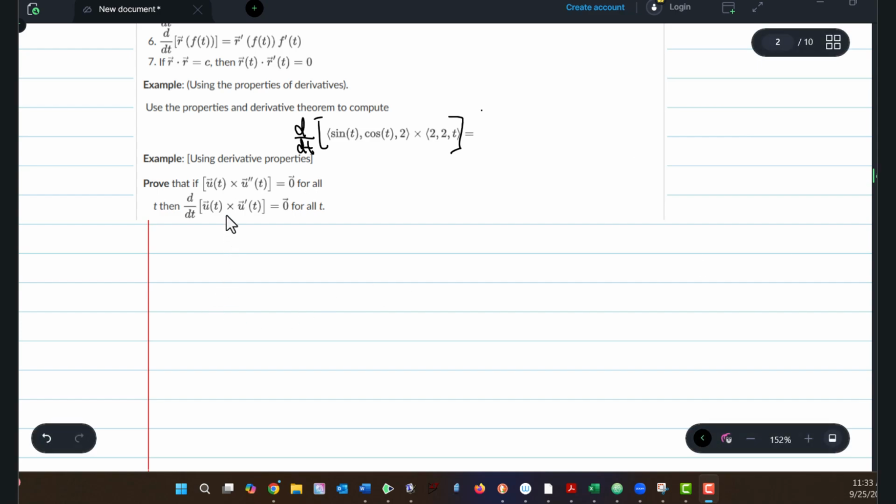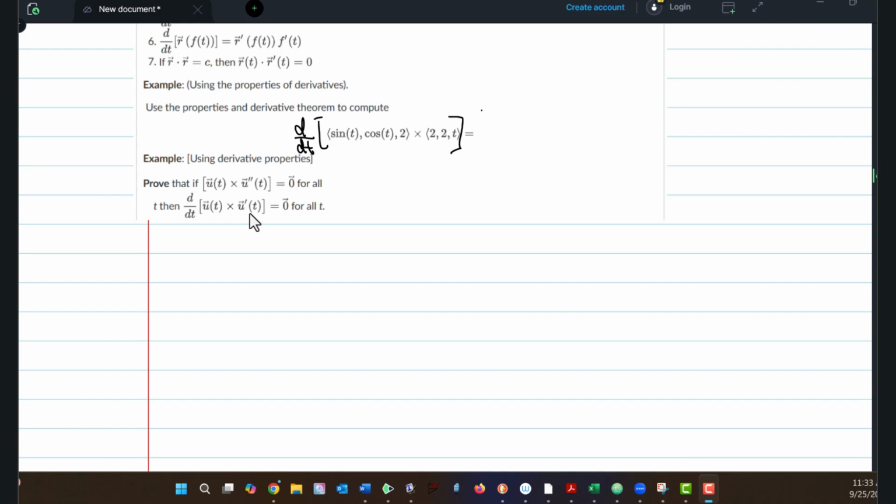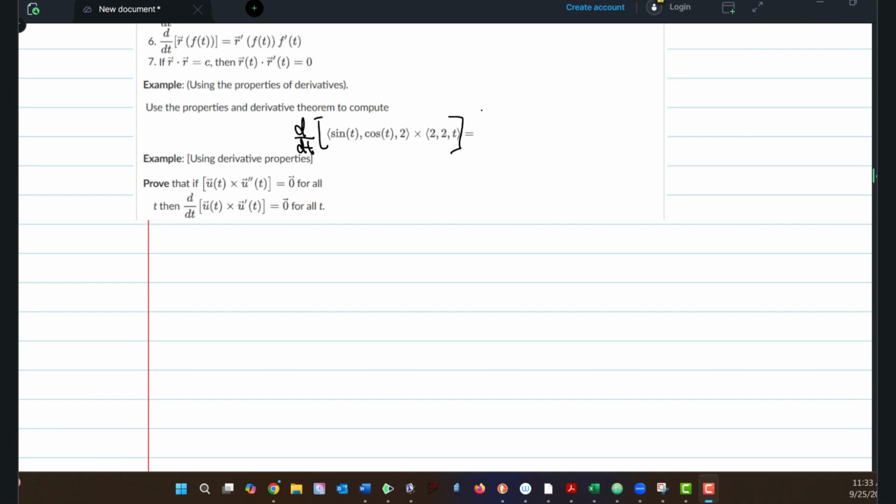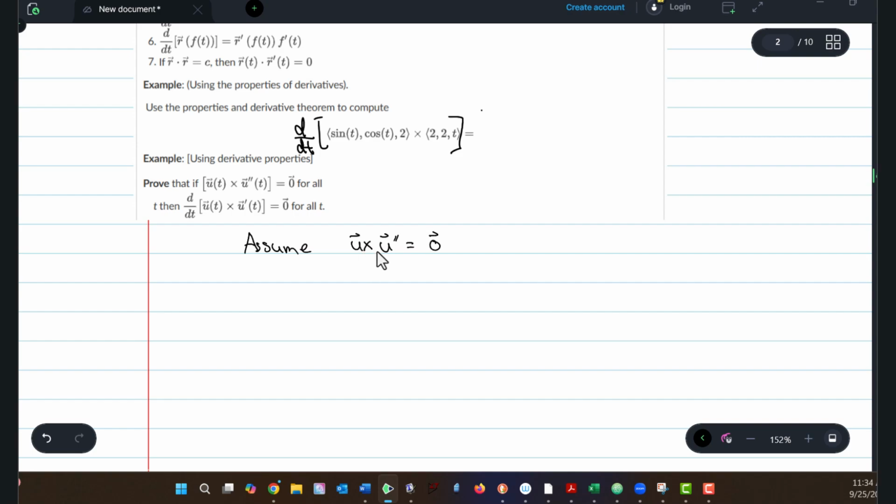The way you prove things in math is you usually know what your goal is. So in this case, you want to show that the derivative of the cross product of a vector and its derivative is going to be equal to the zero vector as long as the above assumption is held true. So we start with the assumption that a vector valued function and its second derivative, the cross product of it, equals 0. What you want to show is that if you take the cross product of the vector valued function and its derivative, then take the derivative, you get a 0 vector.